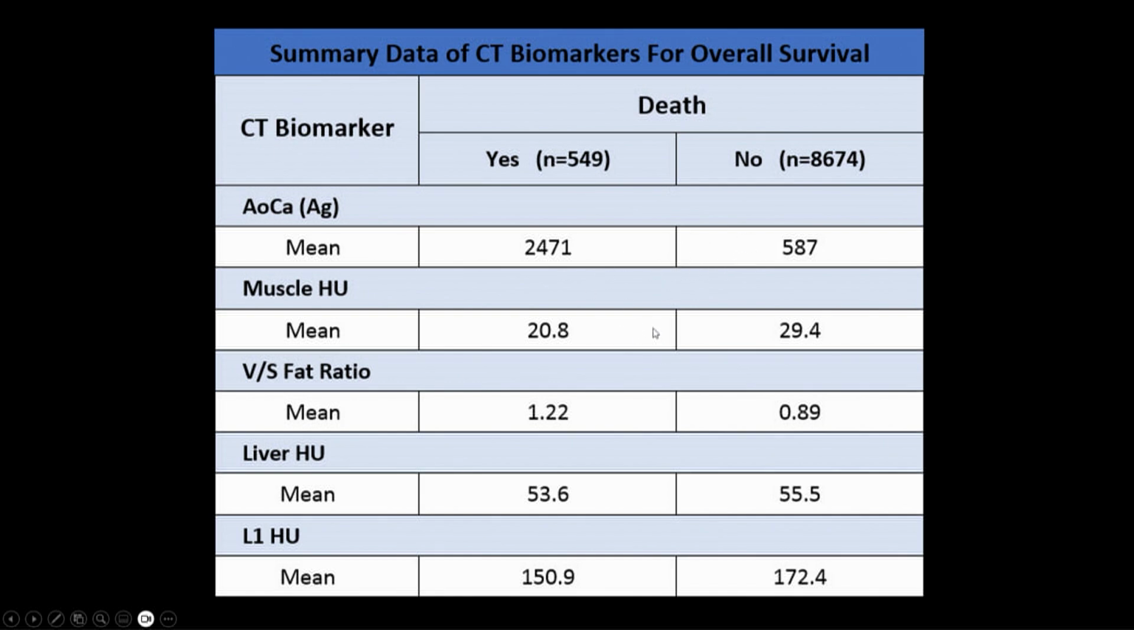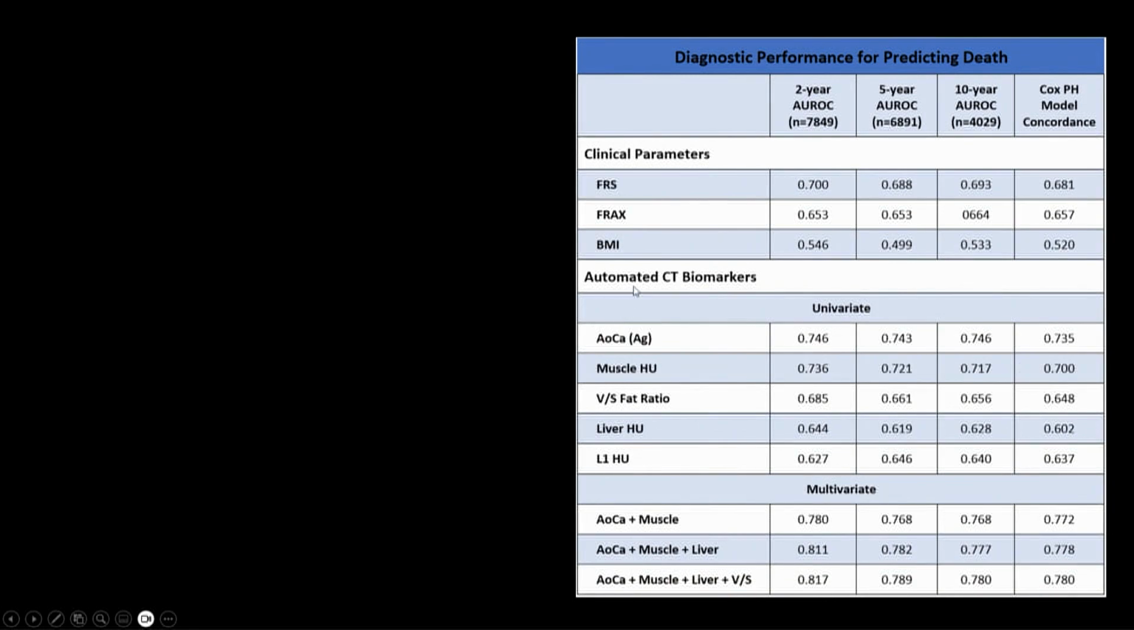You can see Agatston score, muscle density, almost a 10 Hounsfield unit difference. And this is just very crude, just looking at means, right? This doesn't really tell the story. But if we look a little more closely at area under the ROC curve, then it starts to get even more interesting.